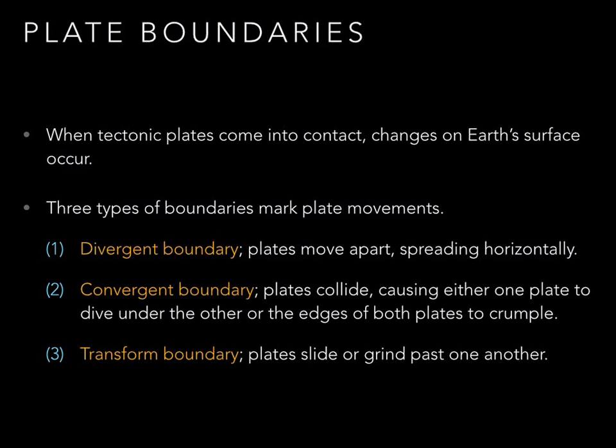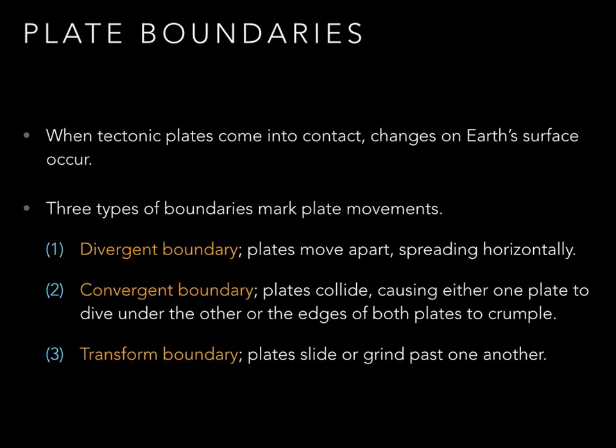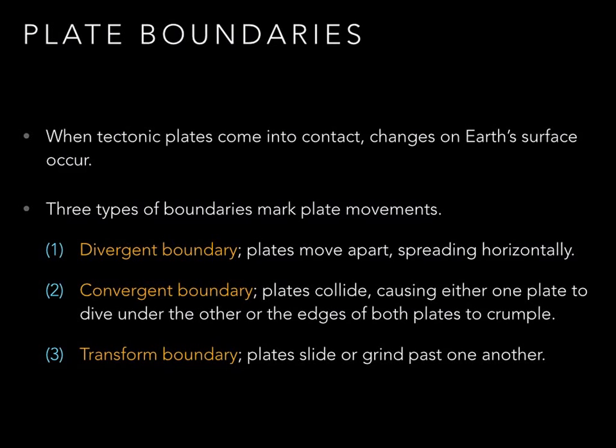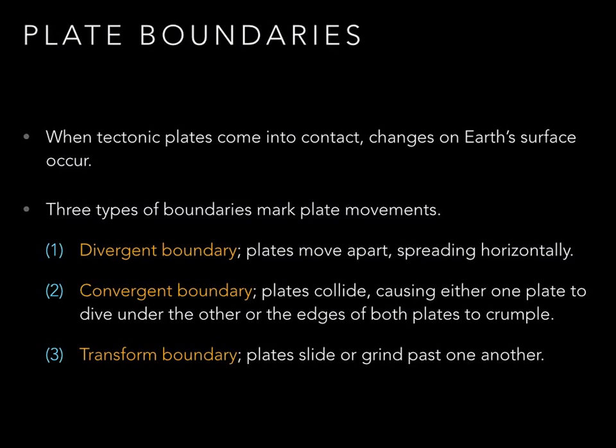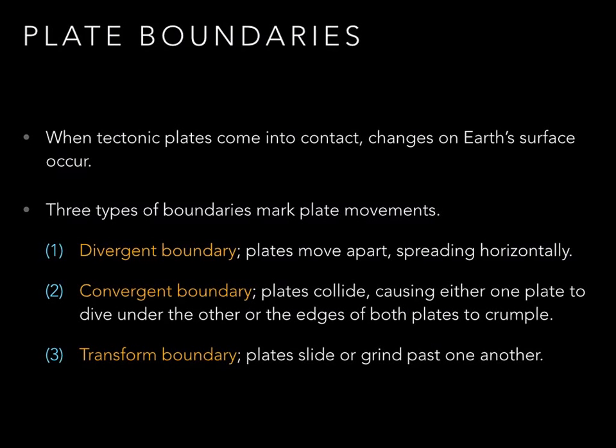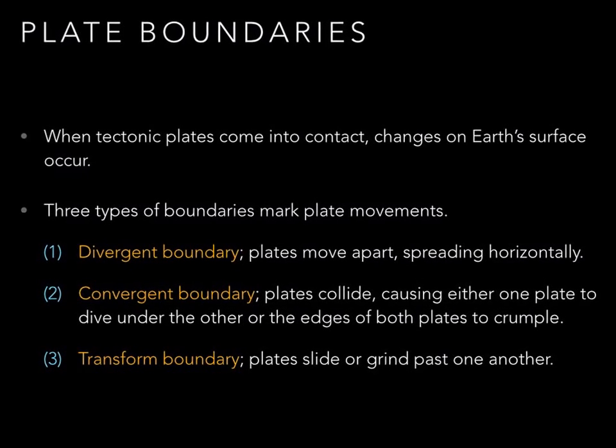The second type of boundary is the convergent boundaries. This is when plates collide with one another. One plate may dive beneath another and force the top plate up, or they may crumple like 2 cars in a traffic accident. In either case, you're going to probably see mountains in this region, or at least low hills. Transform boundaries. These are areas where the plates grind or slide past one another. In this area, you're usually going to encounter earthquakes.